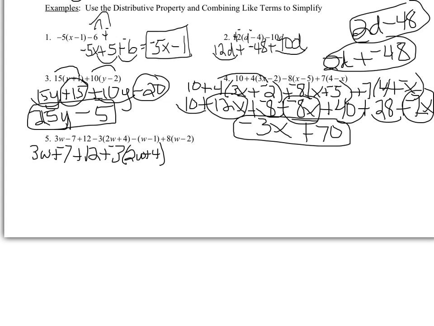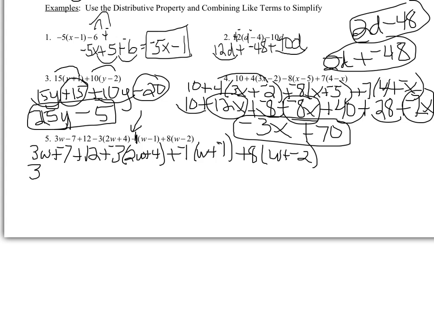That stays the same. Now here's one that's a little tricky that you've got to be careful of. We have a minus sign in front of that w minus 1. Well, I'm going to change that minus to a plus and put a negative 1 in front there, because it's kind of like assuming that there's a 1 in front of that parentheses. So we're going to be distributing a negative 1 in. And that tends to mess people up sometimes. This w minus 1 is going to become w plus a negative 1. And then plus, and then we have 8, and then w minus 2 is going to become w plus a negative 2. Now I can do my distributive property.